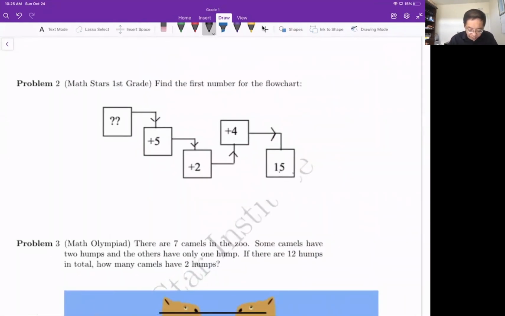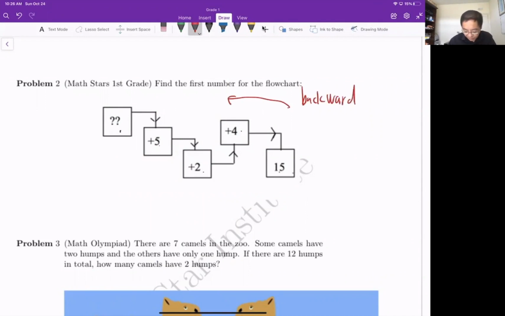Question number 2, find the first number for this flower chart. Here we start with something we don't know. This one plus 5, this plus 2, plus 4, and equals 15. Right? So we need to figure out what the starting number is. The best way to do it is to go backward.